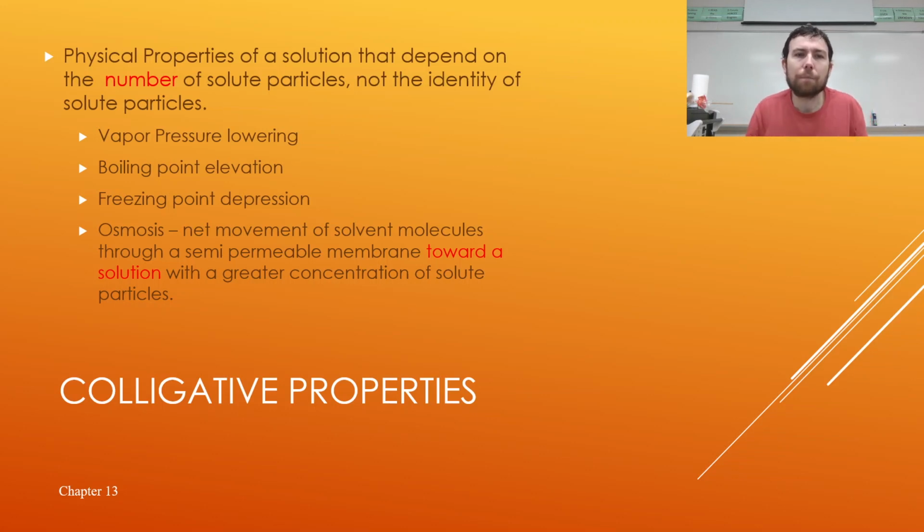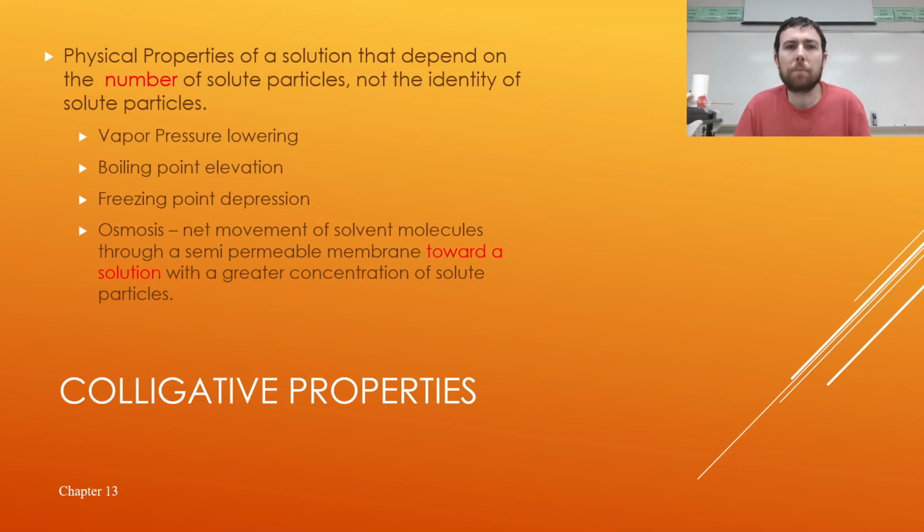Now, the colligative properties, there are 4 of them. There's vapor pressure lowering, there's boiling point elevation, there's freezing point depression, which each of those, they're pretty self-explanatory, but we'll dive into them individually. And then the 4th one is osmosis.